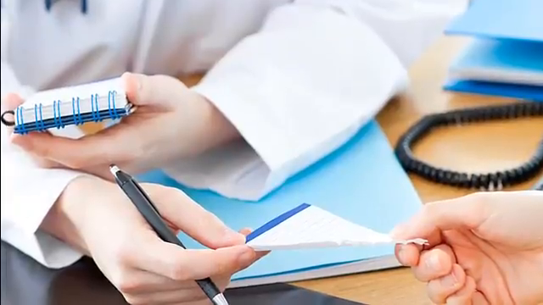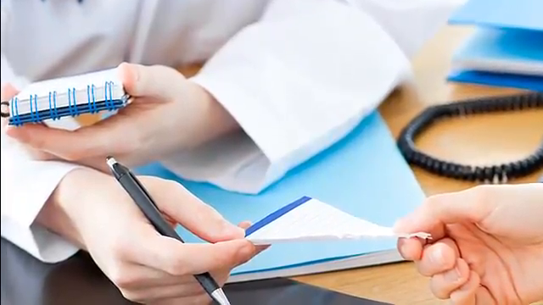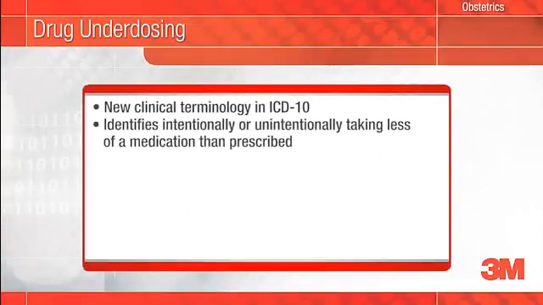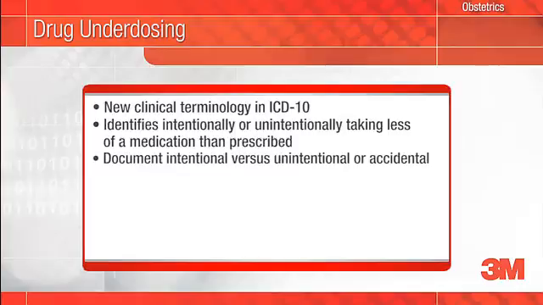But in ICD-10, there are several codes to describe why a patient is non-compliant in taking drugs prescribed by you. This new clinical terminology is drug underdosing. Underdosing identifies a situation in which your patient has taken less of a medication than prescribed by you, either unintentionally or intentionally. Document in your notes why the patient isn't taking the correct amount of their medication and the associated condition.